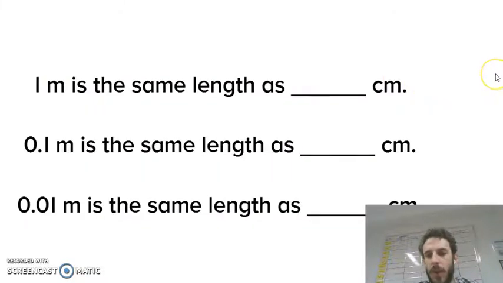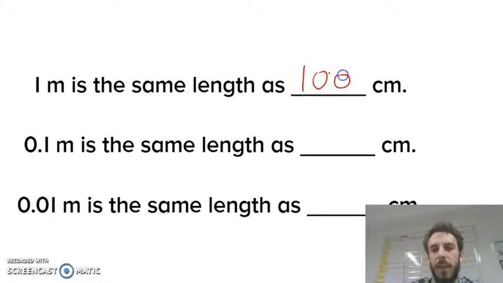Over here, we're looking at some basic rules when it comes to measurement. 1 meter is the exact same in length as 100 centimeters. So if you've got 0.1 of a meter, that indicates you have 10 centimeters. And if you've got 0.01 meters, that's the same as 1 centimeter.